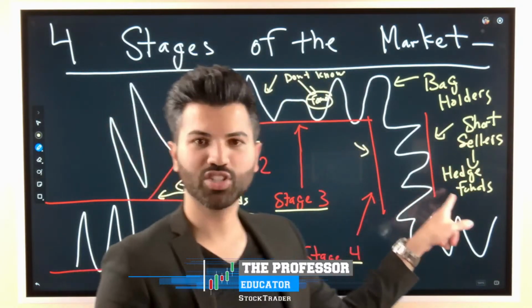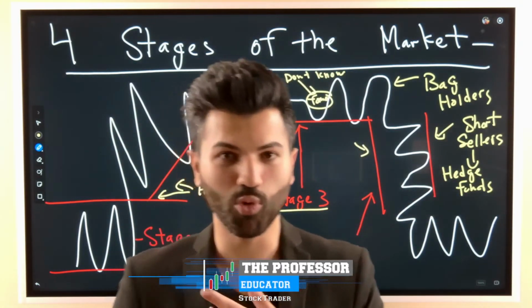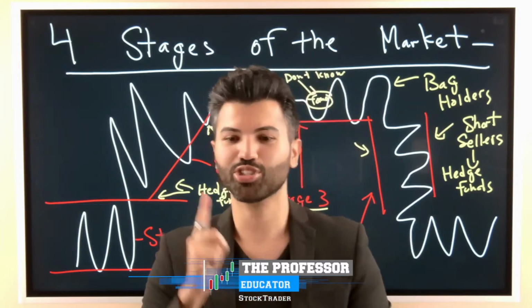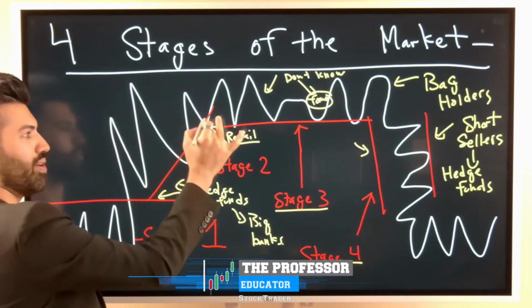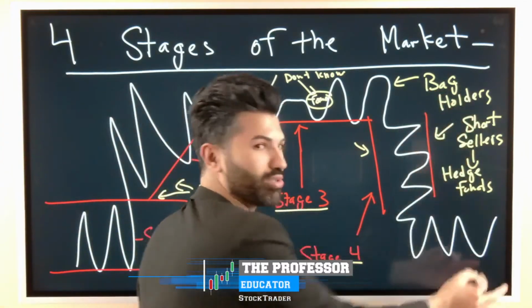Short sellers, hedge funds, institutions, JP Morgan, the big bank guys. They're shorting the life out of it. They make a fortune as it goes up. They make a fortune as it goes down.